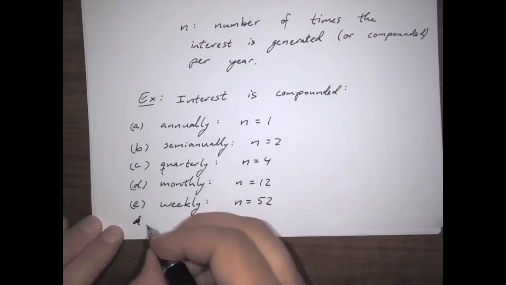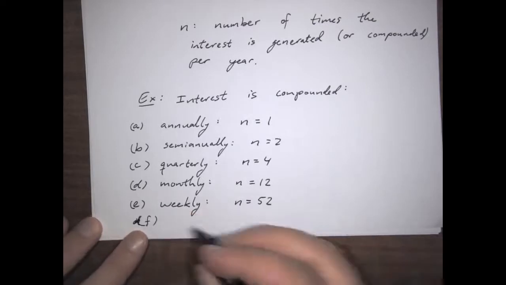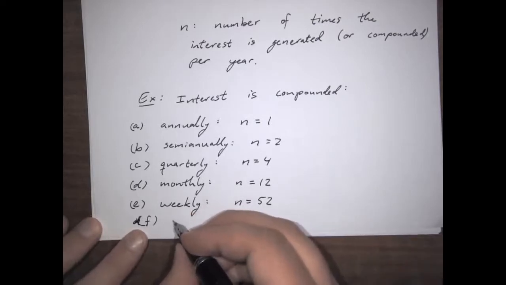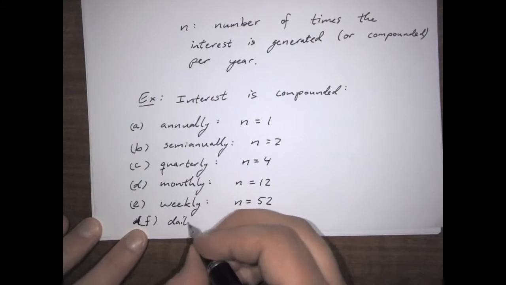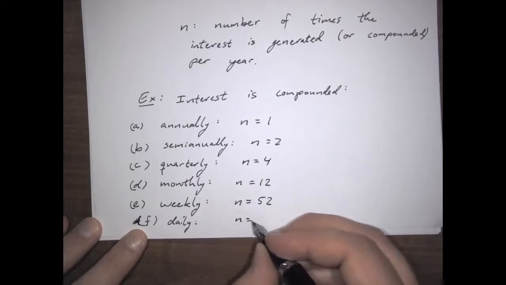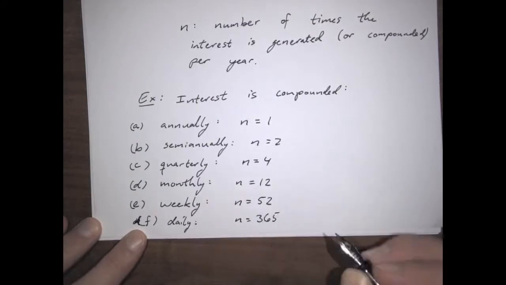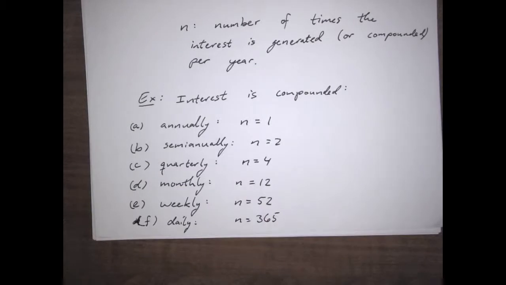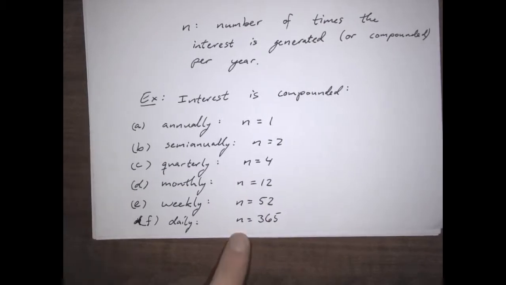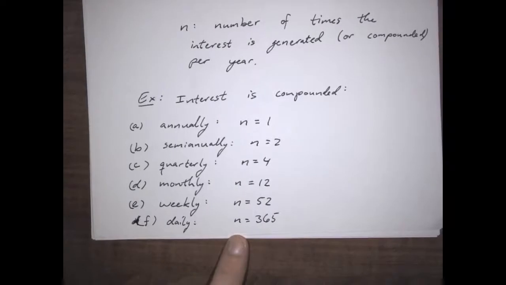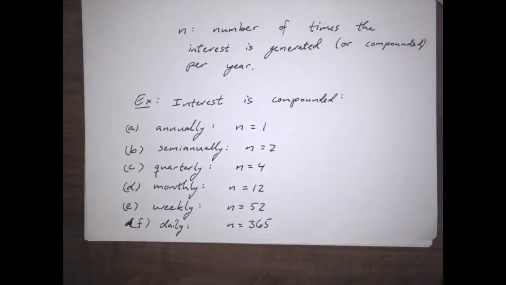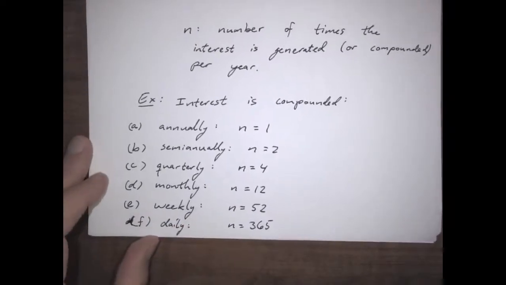And then the furthest we'll go on this is daily, which would mean N equals 365 times a year, even though, so this would be what we typically use for a calendar year, a usual calendar year, even though some years have 366 days, such as this one.